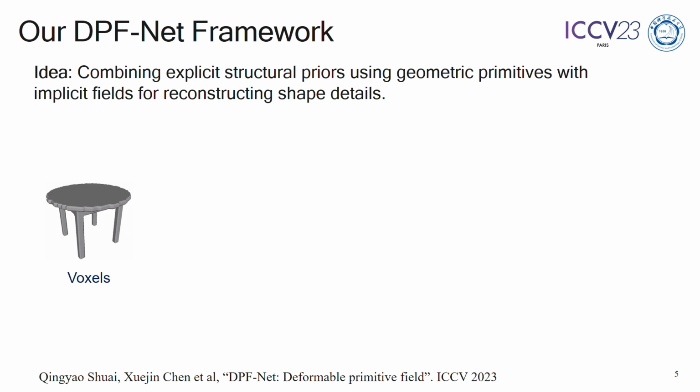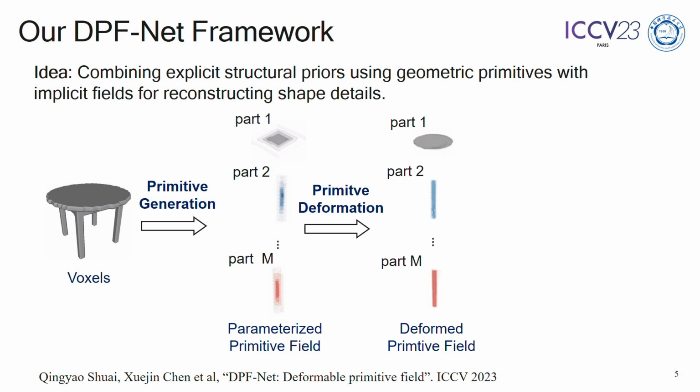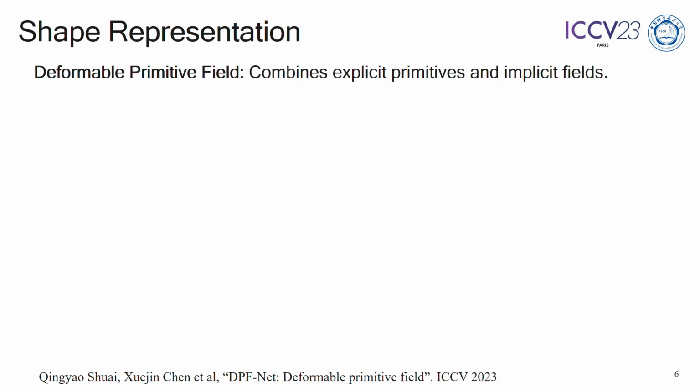objects. We first generate a set of geometric primitives to reconstruct the coarse shape with part assignment from the input. Then, we deform the parameterized primitive field of each part by inferring a deformation field. We compose these deformed primitive fields as a whole and finally extract the surface mesh using the marching cubes algorithm. Now we explain our deformable primitive field representation in detail.